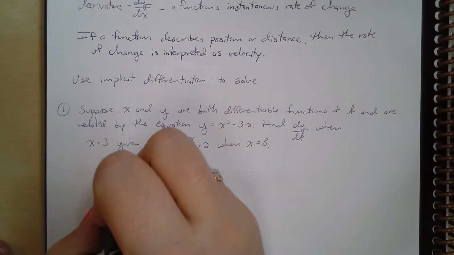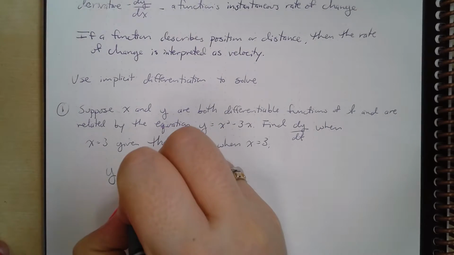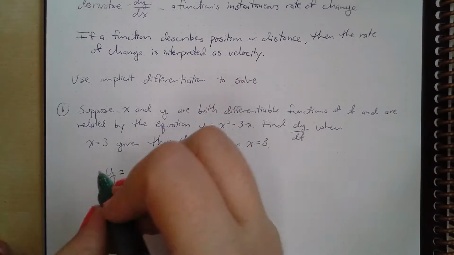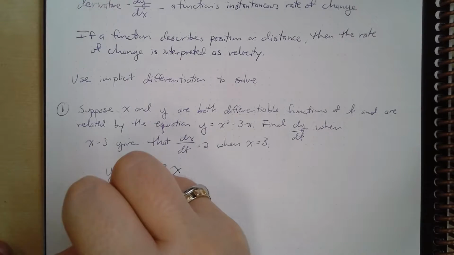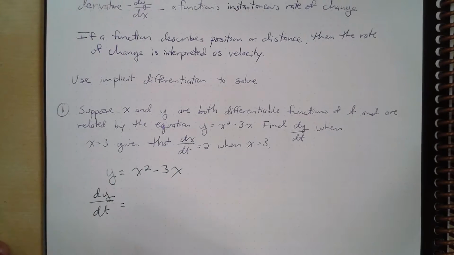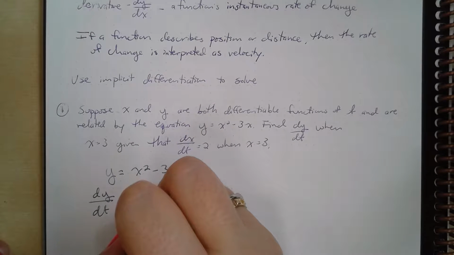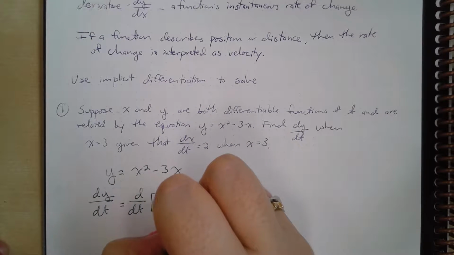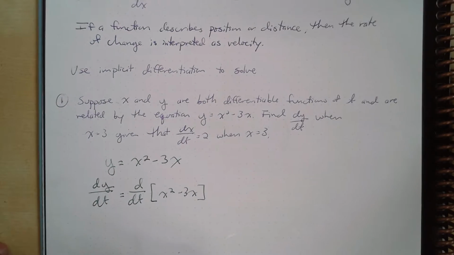So we have y equals x squared minus 3x, and we want to find the derivative of this with respect to t. So the derivative of y with respect to t is equal to the derivative with respect to t of x squared minus 3x. Well, we can find that derivative.